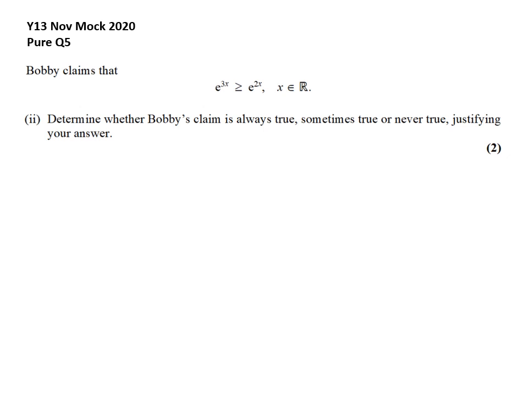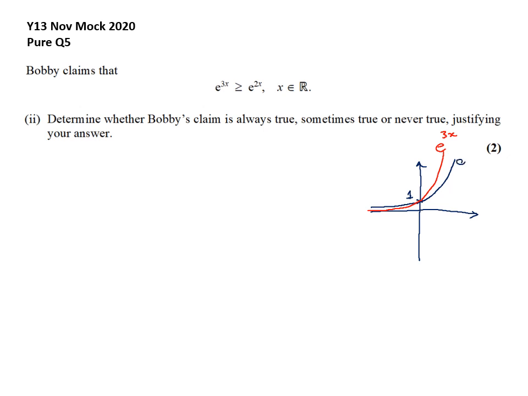In this next bit, always, sometimes, or never true. First of all, I would be considering trying to decide for yourself which one of those you think it is. I'd be looking at considering values and what the graph looks like. So for e to the 2x, it looks like that, goes through 1. For e to the 3x, when x is positive, that's going to increase at a faster rate, and when it's negative, that will decrease at a faster rate. So this is what the graphs look like.